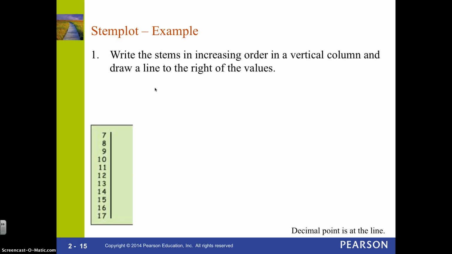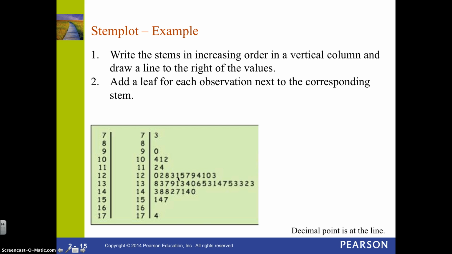Okay, so first we're going to write the stems in increasing order in a vertical column and then draw a line to the right of these values. So that's this part here. Remember, my stems went from 7 to 17, so I write all of the numbers. Even if I end up with some stem that doesn't have a leaf to go on it, I still have to write that number. Then we're going to add a leaf for each observation next to the corresponding stem. So here's that 7.3. There was no one in the 8%, but I still have the 8 in my stem and leaf plot.